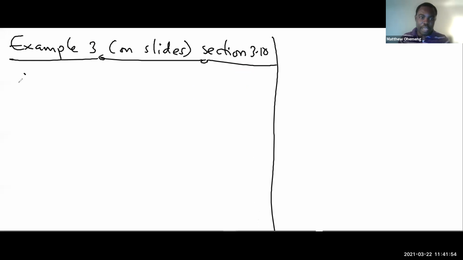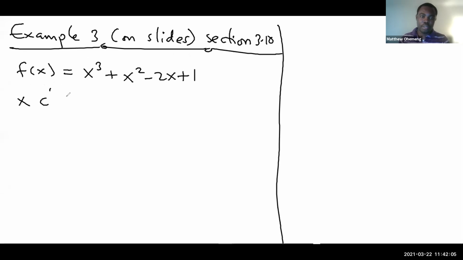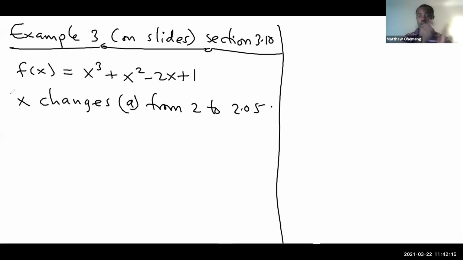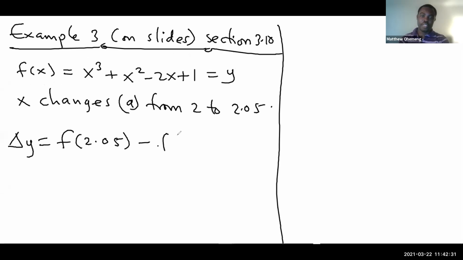So the function is given by f of x equal to s cubed plus s squared minus 2s plus 1. And s changes from 2 to 2.05. So what will be the change in the actual function? This is the same as y, so we call that delta y. Delta y will just be the function evaluated at 2.05 minus the function evaluated at 2.